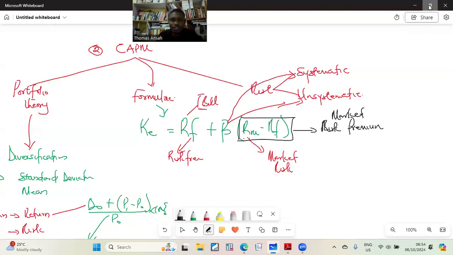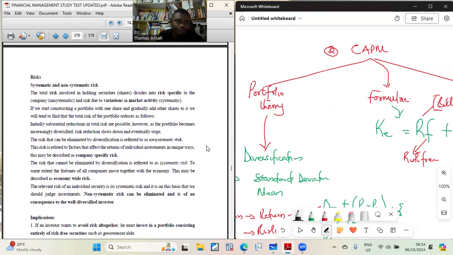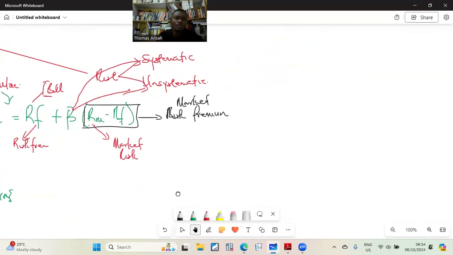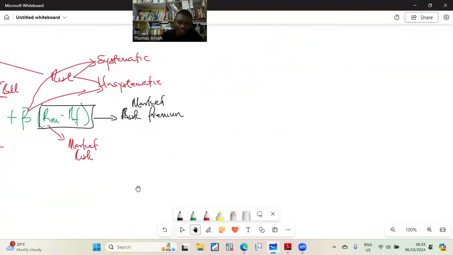Let's take some theoretical understanding of what we've done. Let me explain the risk to you. In the CAPM formula, there is a risk aspect, and you see the beta for the risk. Now, we have systematic risk and we have unsystematic risk. Systematic risk is related to the market.